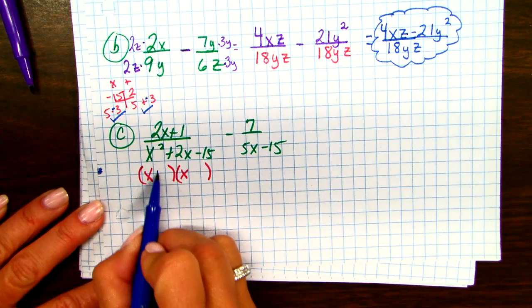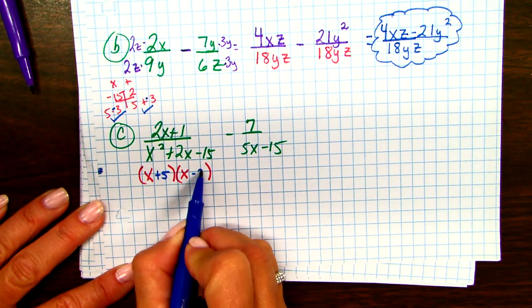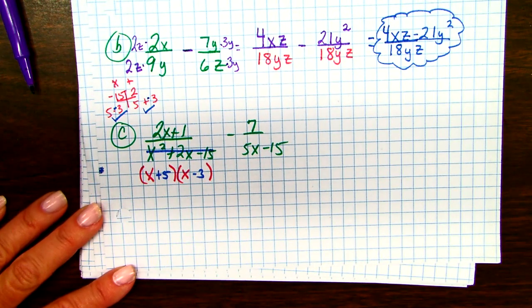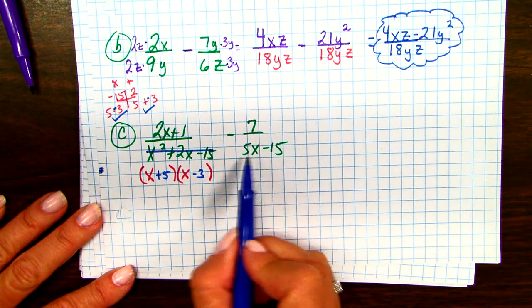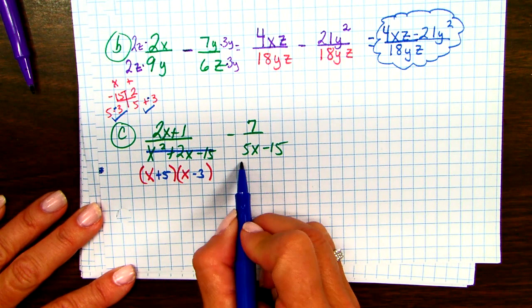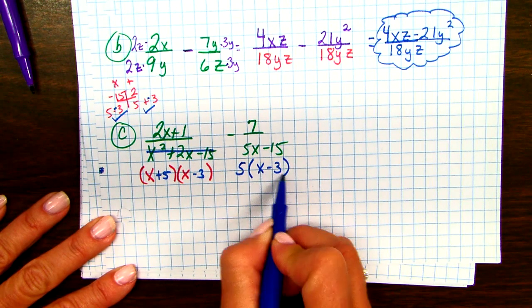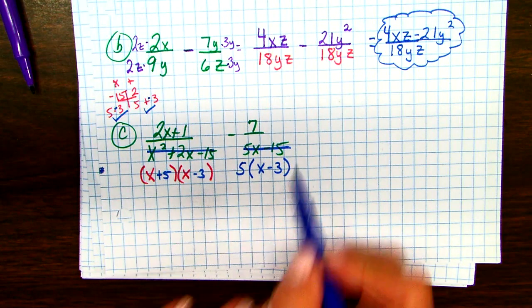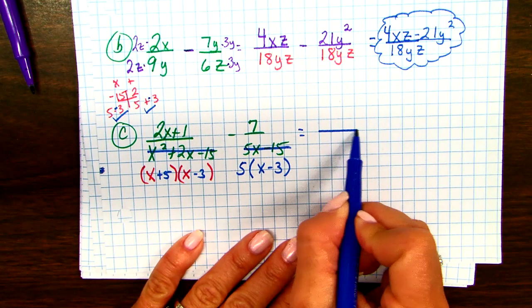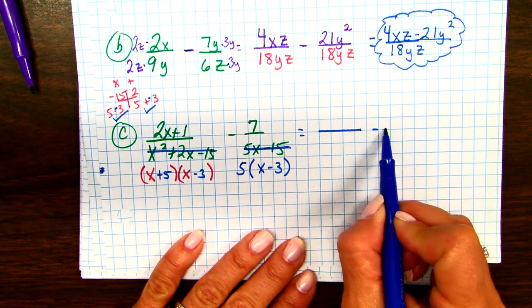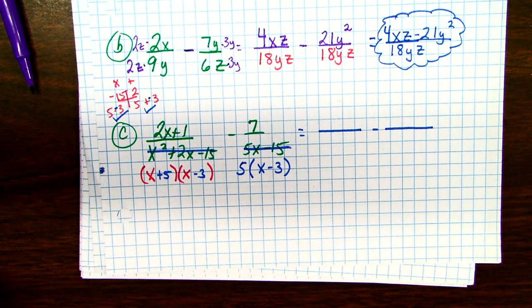So we have plus 5 minus 3. So we had to factor that denominator. Can I factor this denominator? I can factor by taking a 5 out. GCF. Now, same exact thing we were just talking about. What is the common denominator?